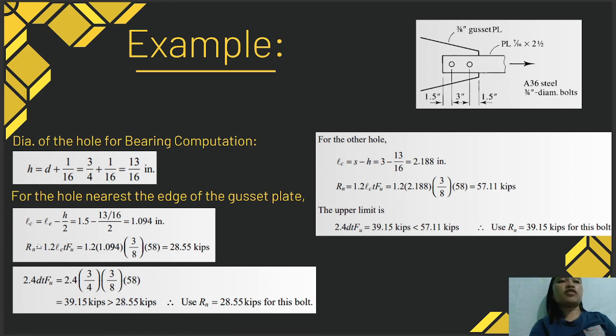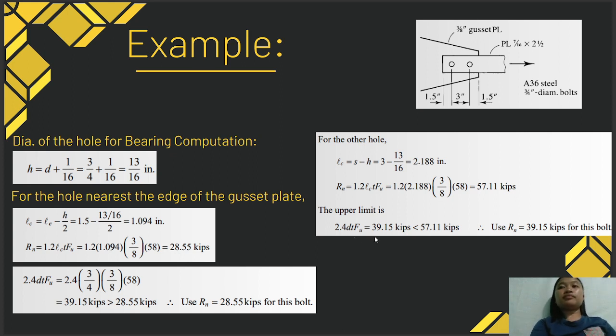Then, balik na to atong formula sa bearing strength, which is Rn equals 1.2 LC times thickness times Fu. We have now the nominal strength, which is equal to 57.11 kips. And isolve din nato ang upper limit niya, which is the same equation na gigamit sa una nga 2.4 dtFu.